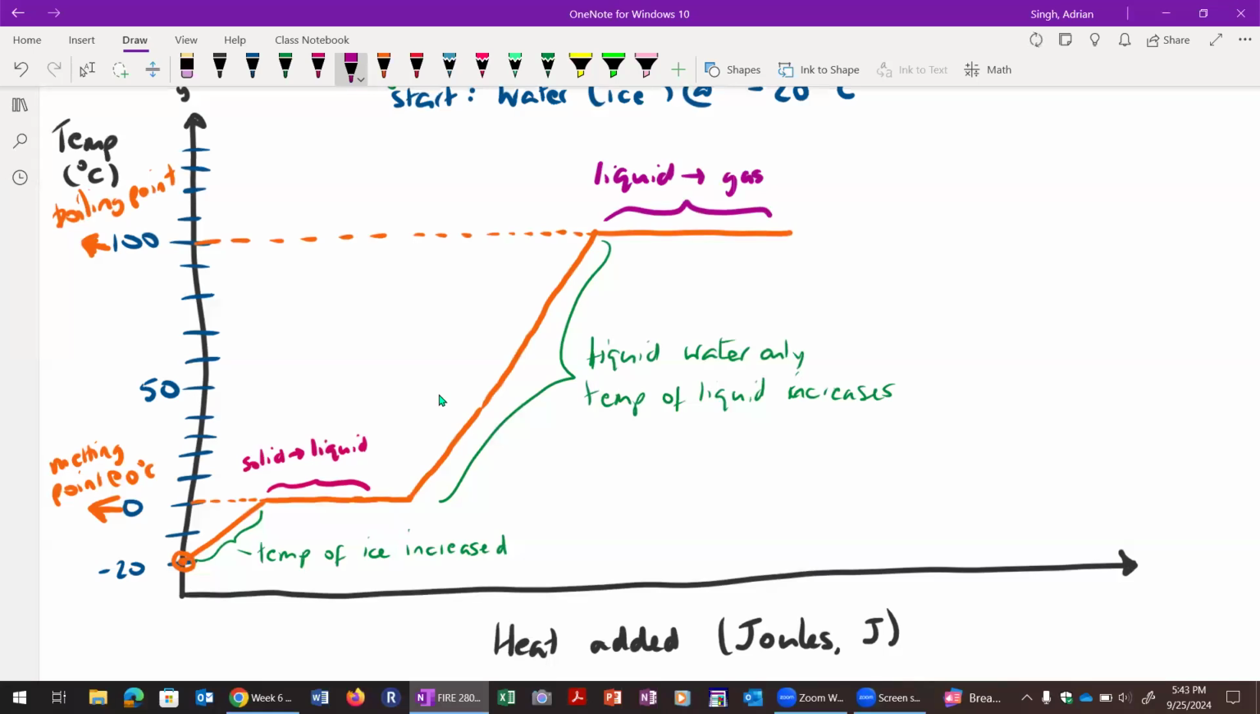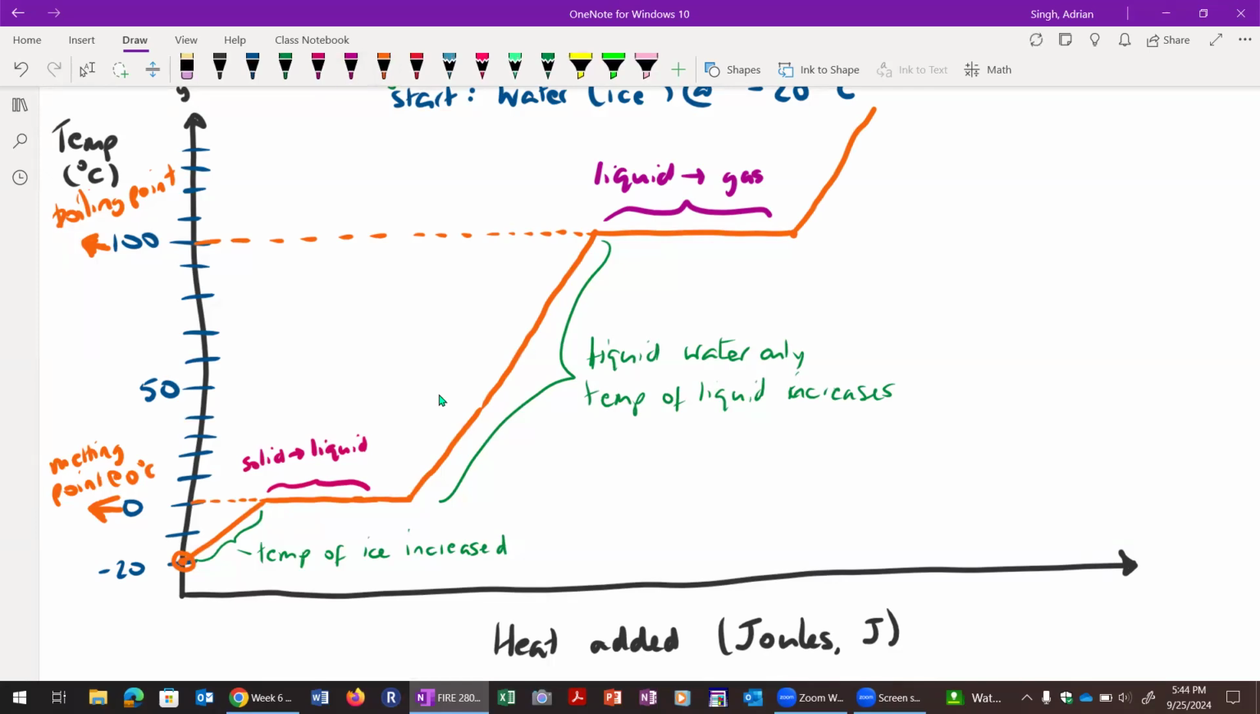eventually we added so much heat that all of the liquid has turned into gas. So that'll be right about here. So now all we have is just gas. If we keep increasing the amount of heat, well, then the temperature of the gas, the water vapor, increases, right? So we'll change that to vapor so we're consistent with the terminology. But remember, gas and vapor are the same thing.